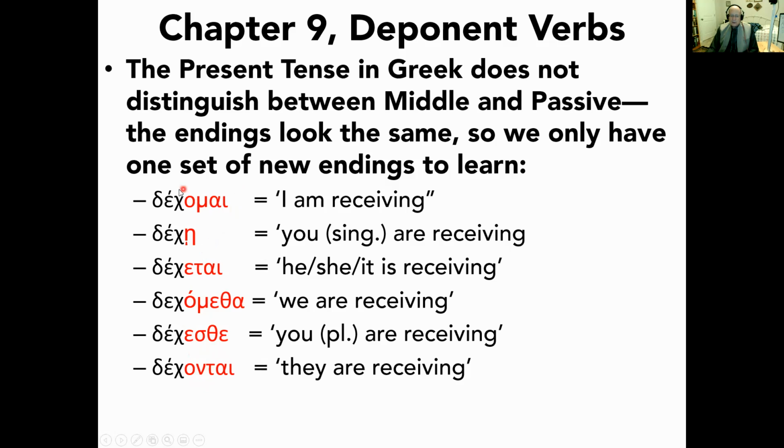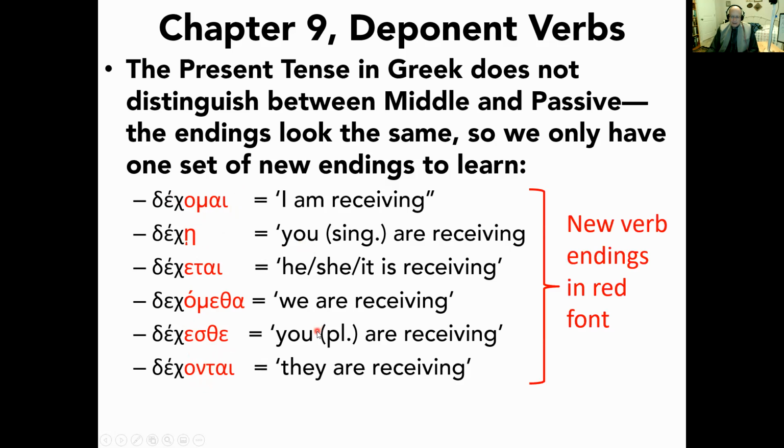You need to know the vocabulary, dechomai, but you also need to know the endings because otherwise you won't know who is doing the action. O, es, e, omen, ete, usi doesn't work here. Only omai, etai, ometha, este, ontai work. So the new verb endings are in red font, and these are the ones you need to learn by memory.